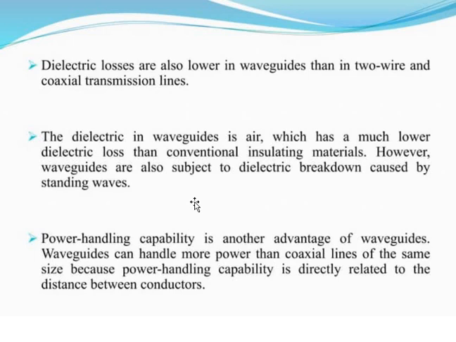The dielectric losses are also lower in waveguides than in two-wire and coaxial transmission lines, and the dielectric in waveguides is air, which has much lower dielectric loss than conventional insulating materials. However, waveguides are also subject to dielectric breakdown caused by standing waves. The power handling capability is another advantage of waveguides. The waveguides can handle more power than coaxial cables, and the capability is directly related to the distance between the conductors.